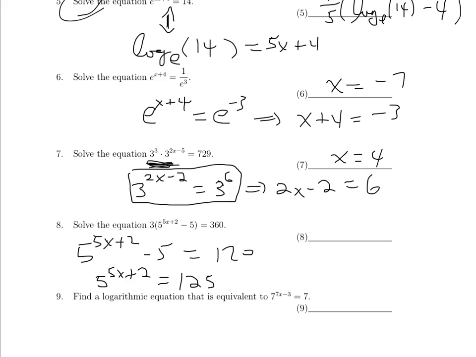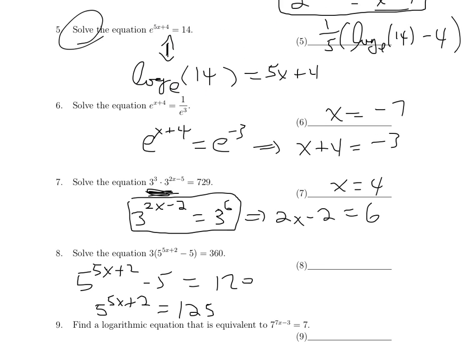And so I have a choice now of what to do. I could just go the route we did up here. I could change the exponential equation into a logarithmic equation and go from there. But you might have noticed that similar to number 7, 125 is actually a power of 5. 125 is 5 cubed. So if you recognize that, now you can just set 5x plus 2 equal to 3. The exponents have to be equal.